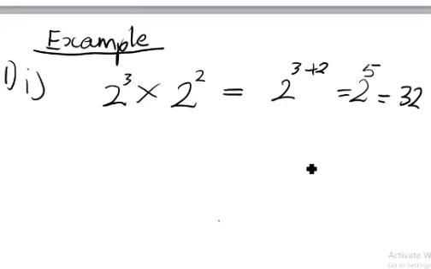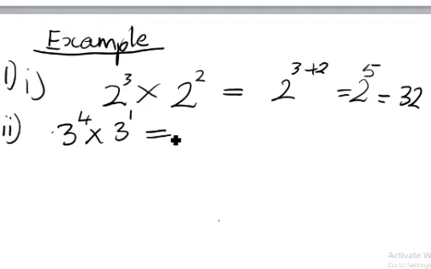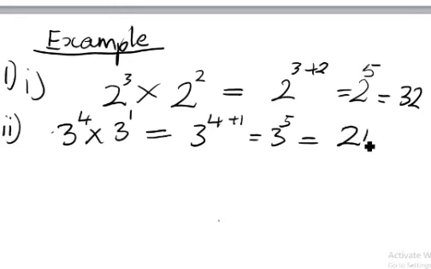Another example of that lovely law, the product law, a very powerful equation: if we have 3 raised to power 4 times 3 raised to power 1, this will give you 3 raised to power 4 plus 1, which is 3 raised to power 5. That will give you 243.